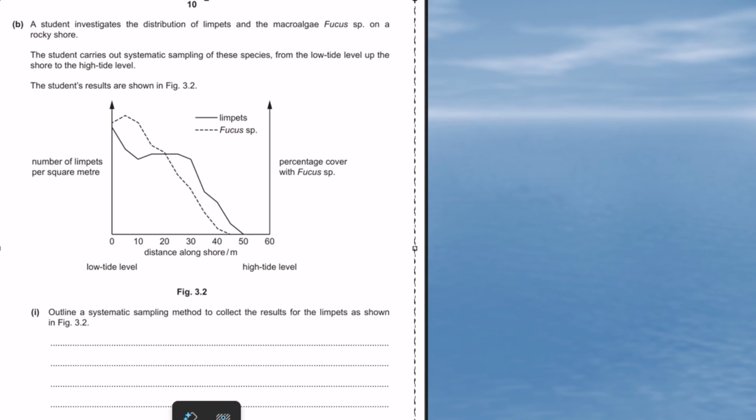So our next question goes straight into the practical we see in practical 5.1, 5.2, where we have sampling. Here our student investigates the distribution of limpets and the macroalgae on a rocky shore, and the student carries out a systematic sampling of the species from the low tide level up to the high tide level. So we can see that the further we get up, the fewer numbers there are of limpets and the less cover there is. But that's not what we asked about. We are asked to outline a systematic sampling method to collect the results we see here.